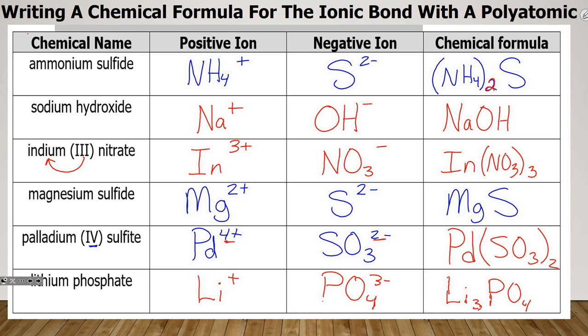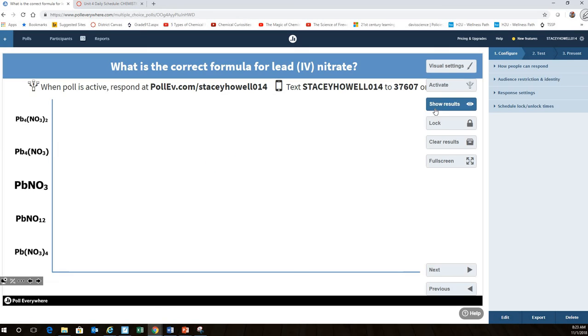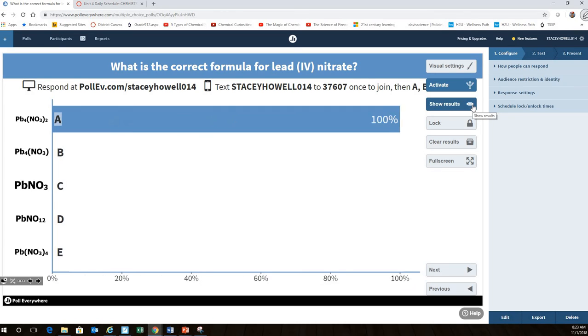Okay. All right, we're going to try poll everywhere now again. Let's see how well you do. We're going to go to next, and we're going to activate it. Okay, this is lead IV nitrate.